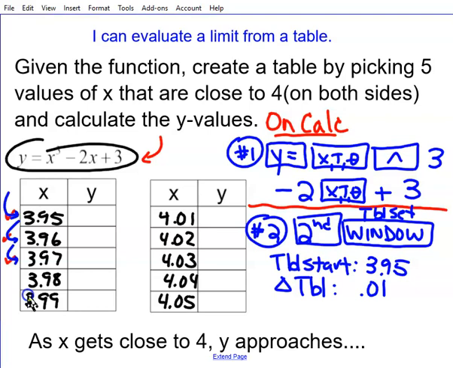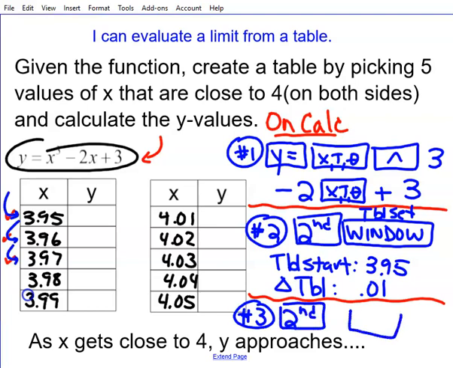And finally, I want to get my table. So step 3 is going to be hit second graph. The reason I hit second is because above graph, it says table, and that's really what I want. So I'm going to show you how to do that in the calculator.